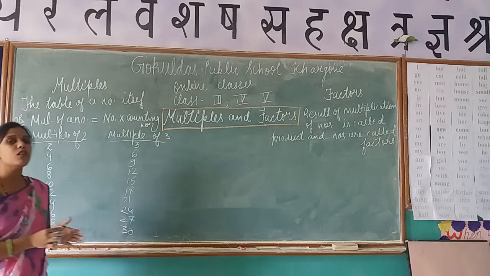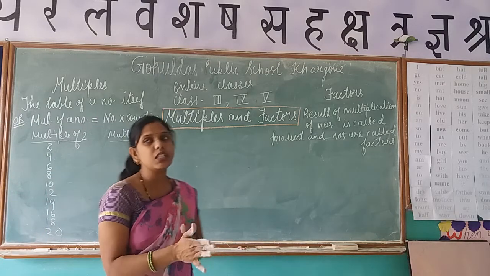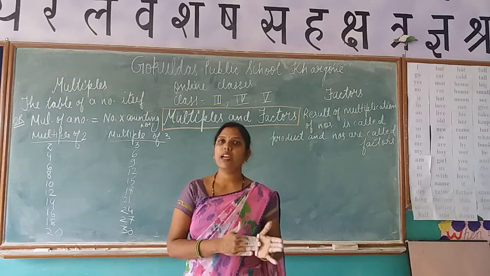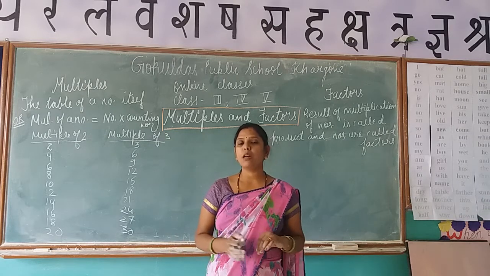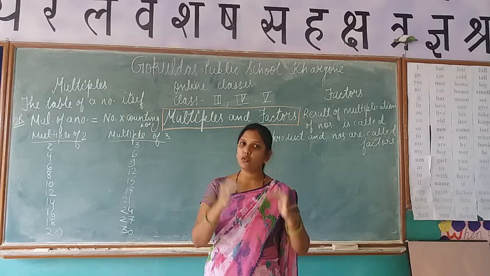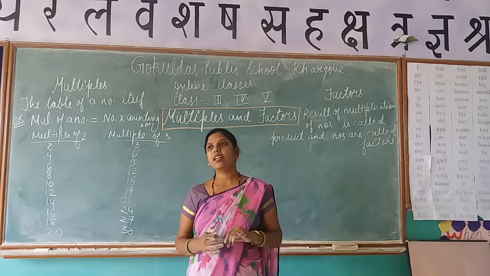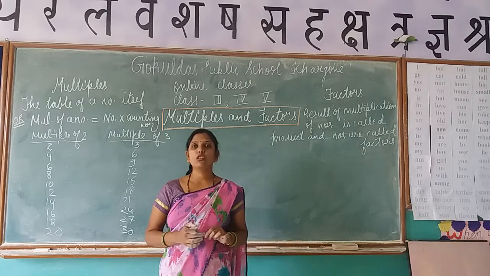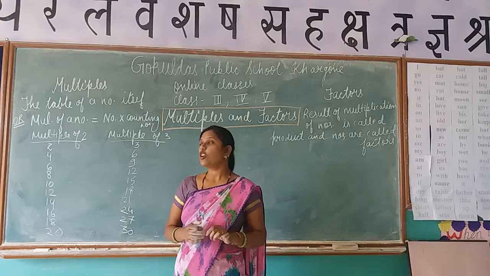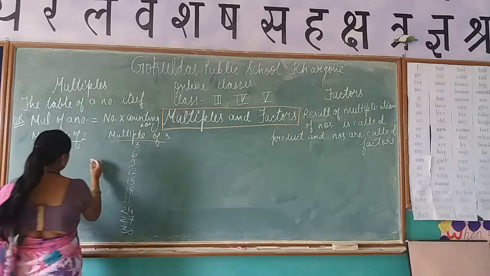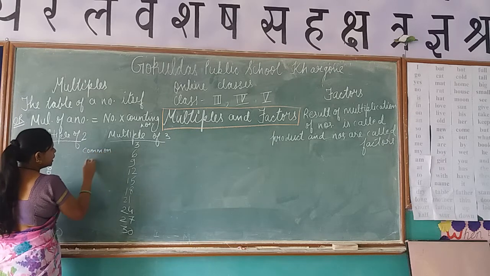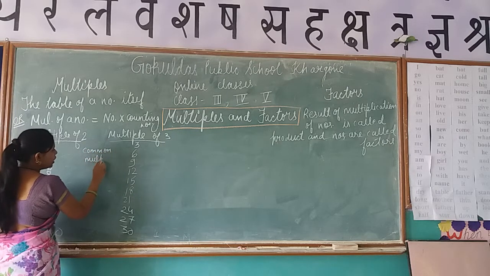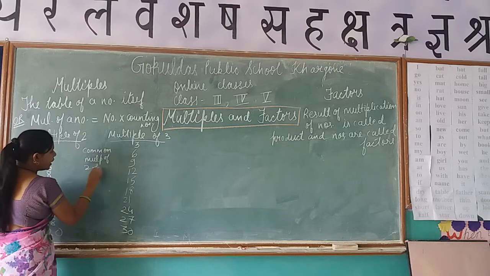Now what is the meaning of common multiples? Common means the number that is common in both the multiples of 2 and the multiples of 3. The number that comes in the table of 2 and also occurs in the table of 3 is known as a common multiple. Now I am writing here in the middle: common multiple of 2 and 3.